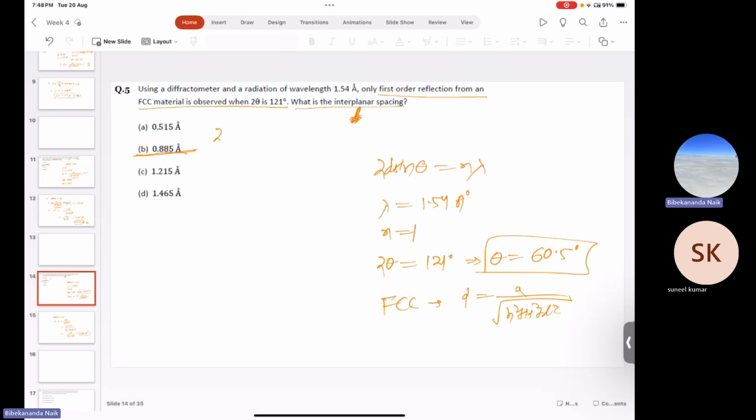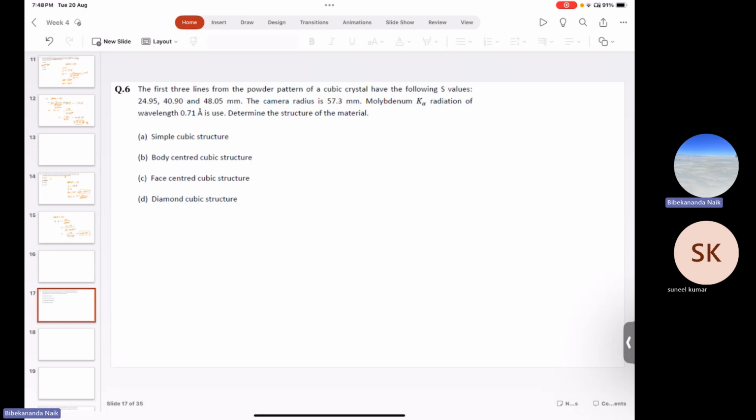In another type of question, question number 5, the value of 2 theta was given. 2 theta is the diffraction angle, it is not Bragg's angle. It is the angle between the incident and reflected ray. Then we calculated the interplanar spacing. We don't need the values of h, k, and l, since we only need to calculate the interplanar spacing. So we are done with the 5 questions.